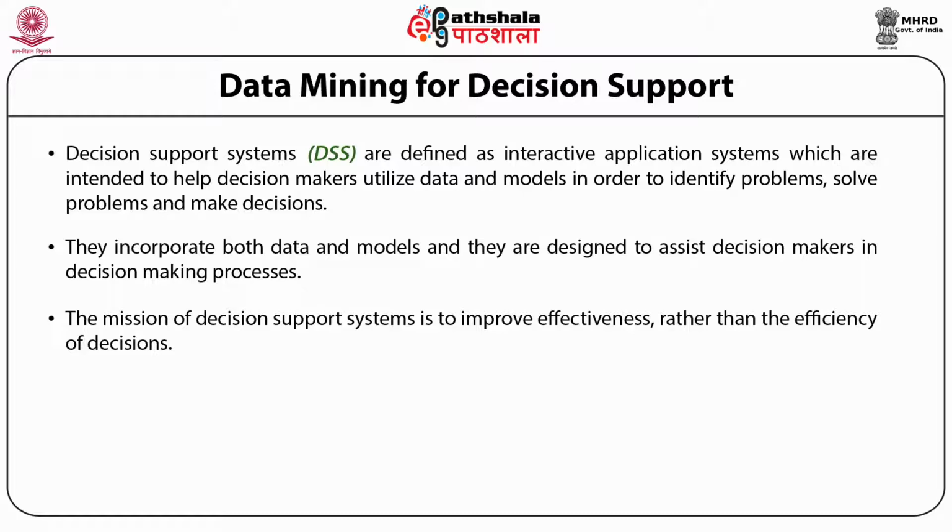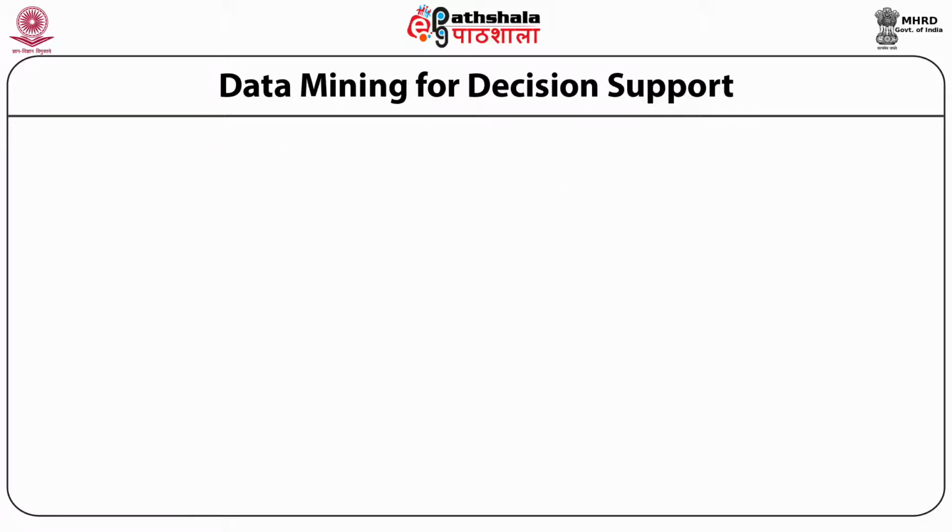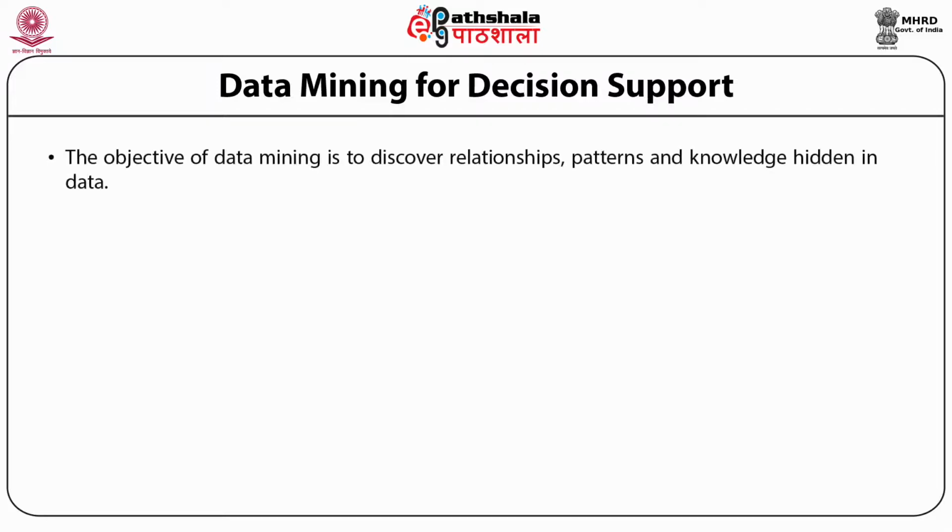A decision support system can take many different forms, and every decision support system is developed for a specific objective and based on a particular decision process and set of methods, techniques, and approaches. The DSS can be developed for the purpose of simulation analysis, forecasting, and optimization. The design of a DSS is very dependent on the decision making process and decision problems which the DSS is going to support. The objective of data mining is to discover relationships, patterns, and knowledge hidden in data.